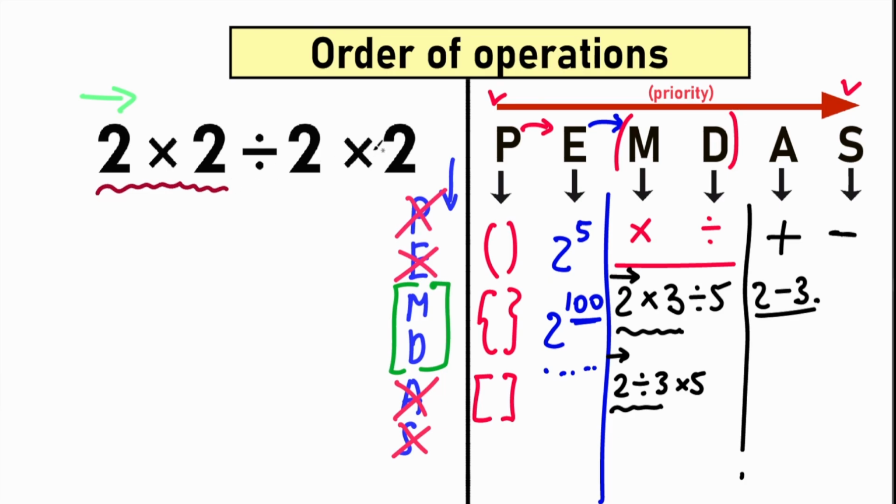Obviously, the first sign from left to right, exactly from left to right, is this multiplication. So we're not talking about this side from right to left. We are not talking about it. We're talking about the first sign from left to right. So the first step is to multiply 2 times 2. So as a result, we have 4.